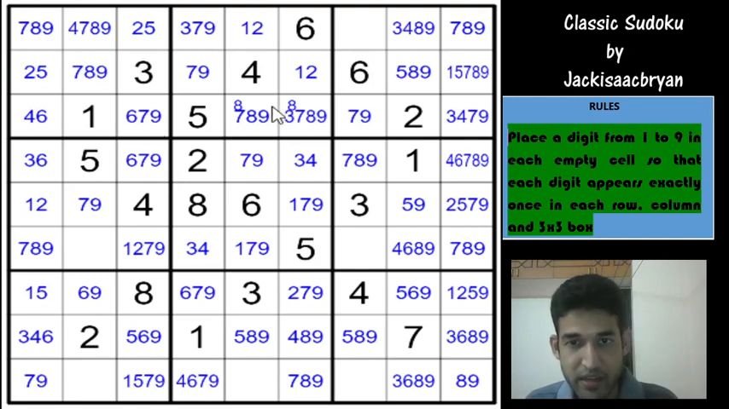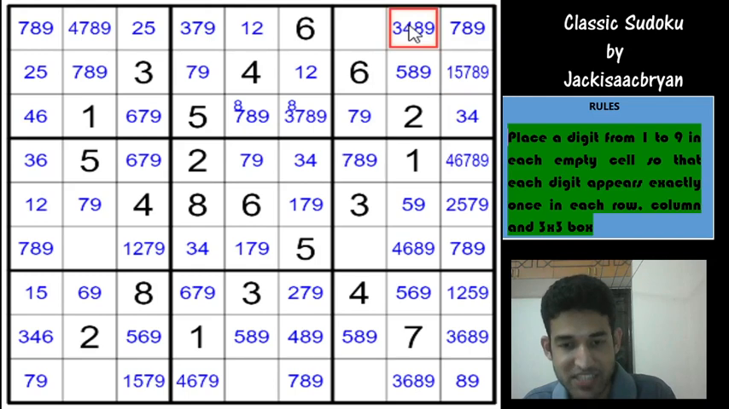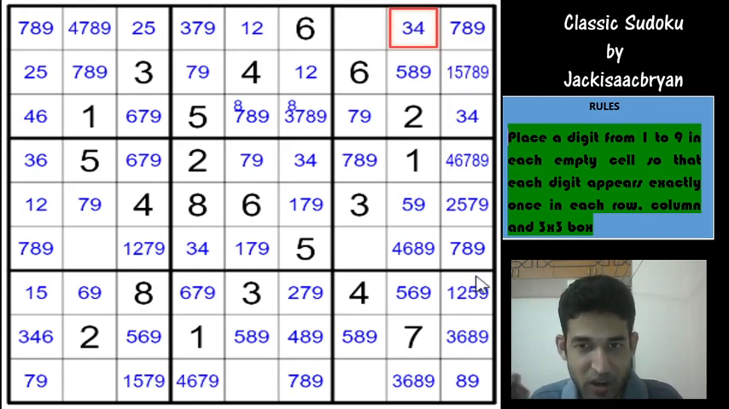And similarly, 3, 4 cannot be here in row 2. And 3, 4 cannot be here. So we also eliminated 3, 4 from here using swordfish. So 3, 4 can only be in these 2 cells. So that's not 7, 9. That's not 8, 9.